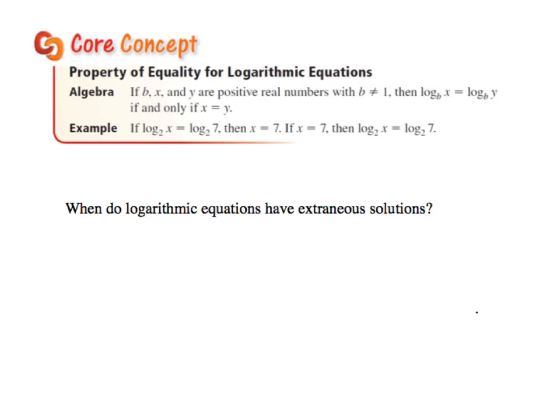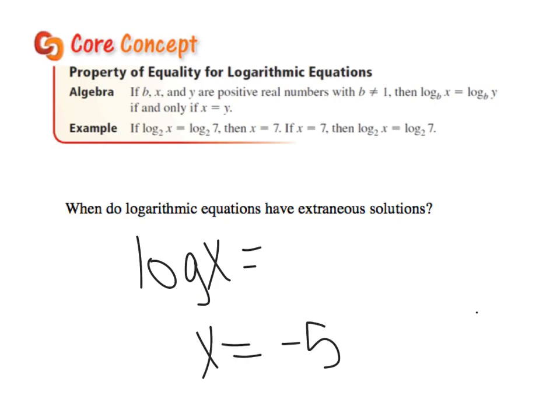So one of the things we need to keep in mind is logarithmic equations sometimes have extraneous solutions, and we need to think about when a logarithmic equation would have an extraneous solution. Essentially it would be an extraneous solution if you ended up taking the log or natural log of a negative number. For instance, the log of x equals something, and you ended up with x equals -5. Well, we can't take the log of a negative number, so that would be an extraneous solution. And we'll get to a couple of those examples shortly.